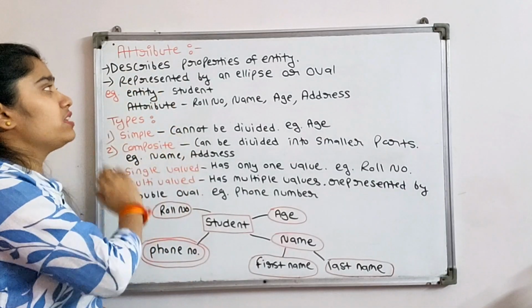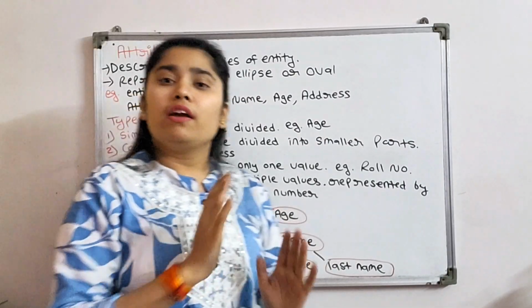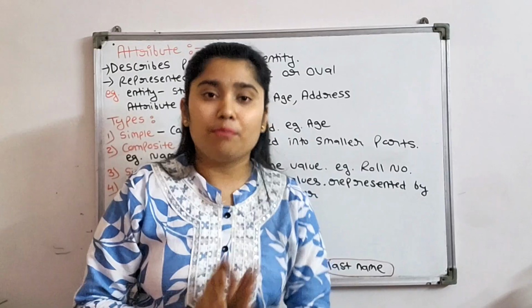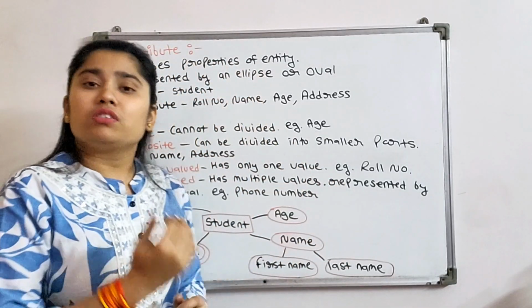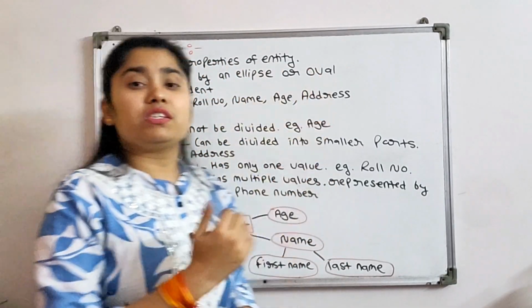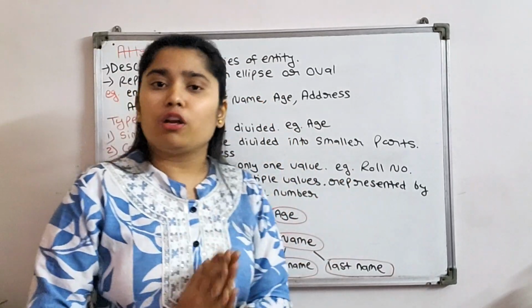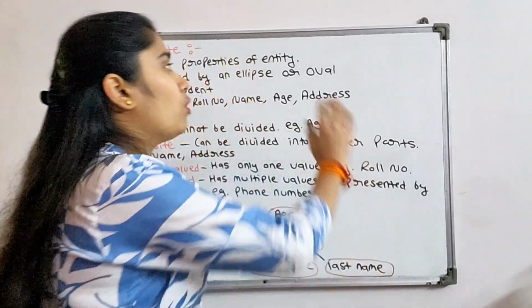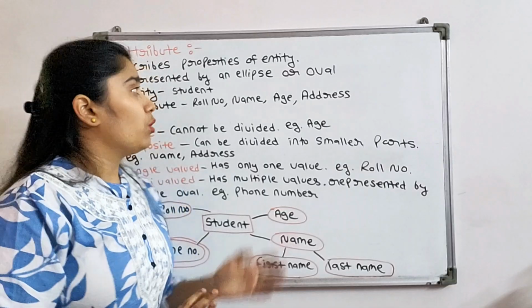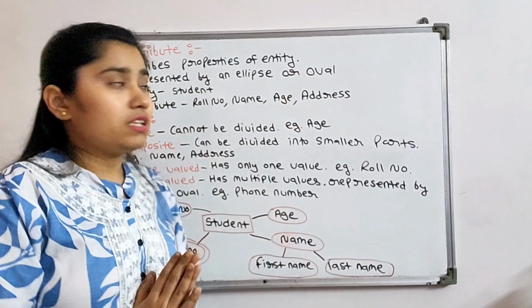It is represented by an ellipse or oval. Ellipse and oval are the same term. Somewhere we say ellipse and somewhere we say oval. Ellipse is a mathematical, or we can say geometric, term, and oval is our common language term. So ellipse and oval are the same.